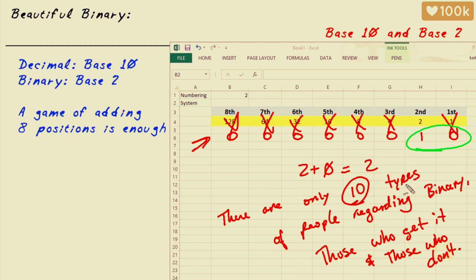So there are only two types of people regarding binary, those who get it and those who don't.